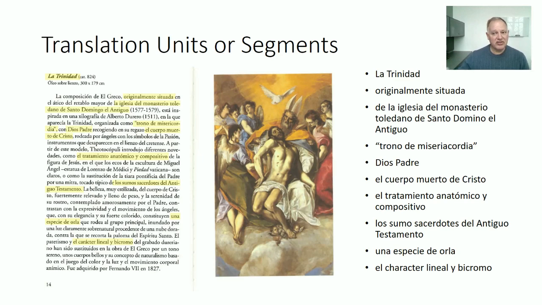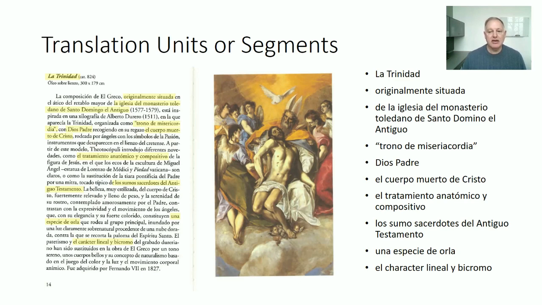When we talk about translation procedures in a second, I think that's a really good example of a calque, something that's created from or modeled upon, calqued or traced from the source language. Throne of mercy. Shorter ones like Dios Padre, God the Father, or El Cuerpo Muerto de Cristo. These are units that you can't really break apart when you're looking for equivalents in the target language. A longer one like Los Sumos Sacerdotes del Antiguo Testamento. I put that all together because I'm probably going to translate that as Old Testament high priests. So it's one unit, not several units.